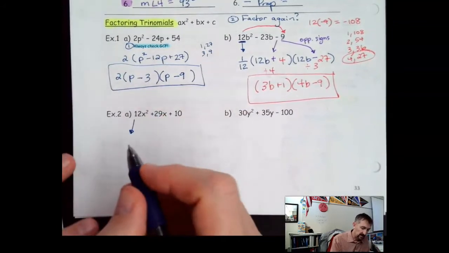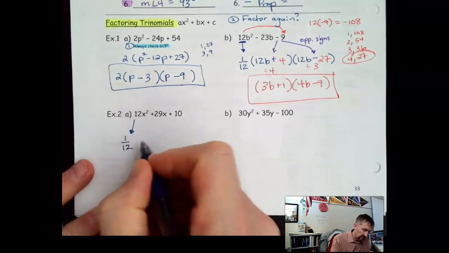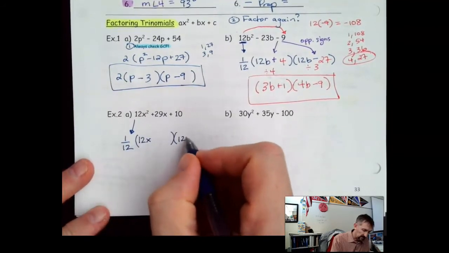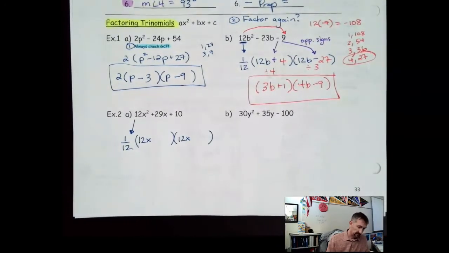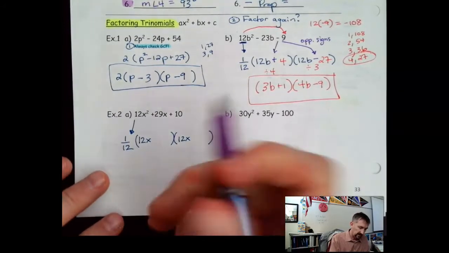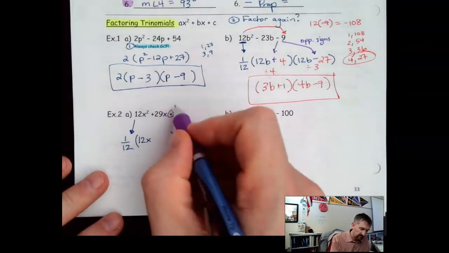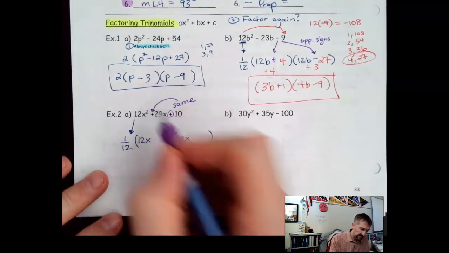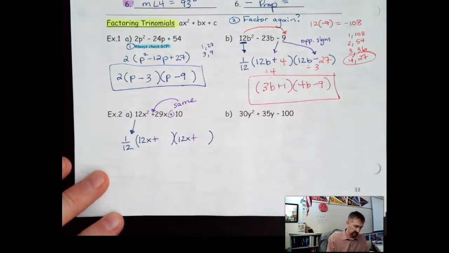So hopefully you paused and you came back and you already wrote 1 over 12, and probably 12x and 12x also, hopefully. Okay, now this is positive. That means the signs have to be the same, and they're going to be the same as whatever this is. So that's positive, so these are both going to be positive.